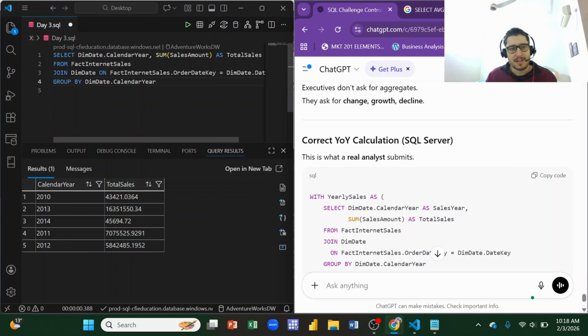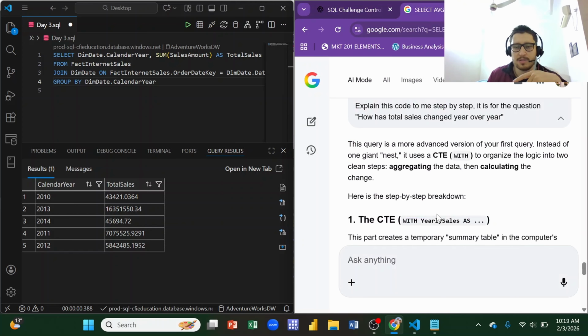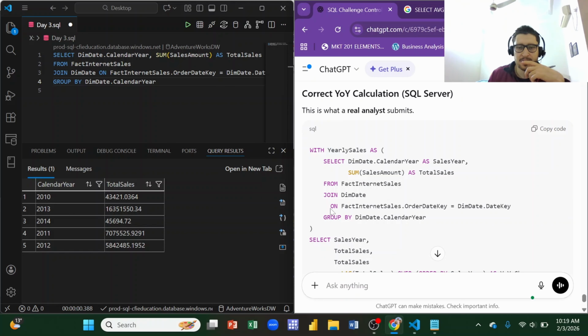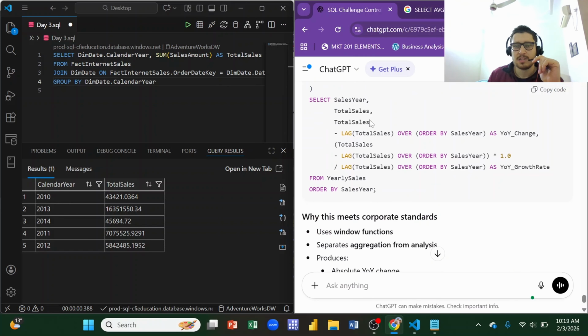So whatever I have done here, I aggregated. ChatGPT also told me that I was aggregating, but I was not calculating the change. I have to first aggregate the whole data, and then calculate the year-on-year change in the same query. That is why it is using the CTE, the common table expression. So this was the aggregation which I did. I aggregated the data perfectly, but when it comes to the year-on-year change, I struggled.